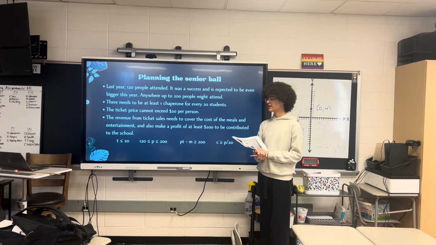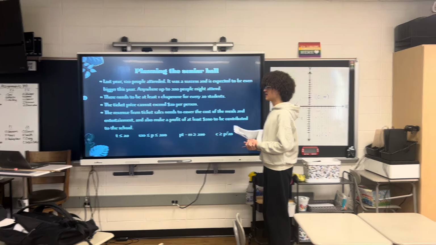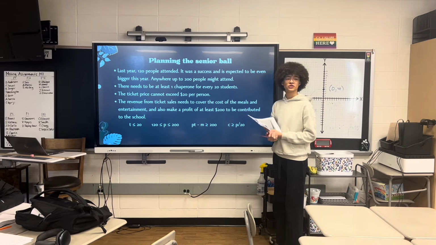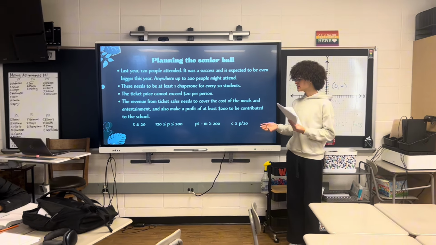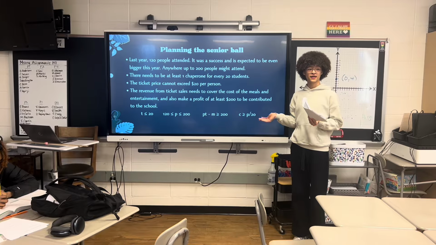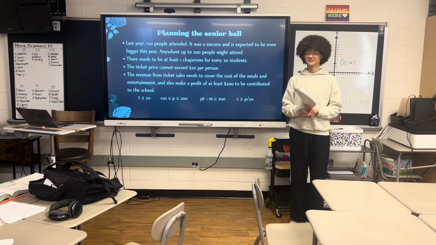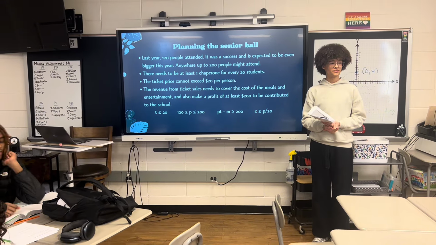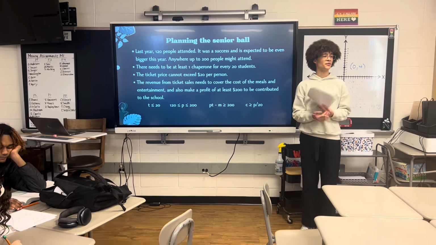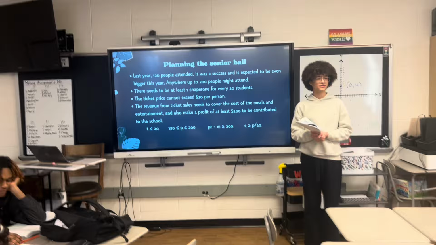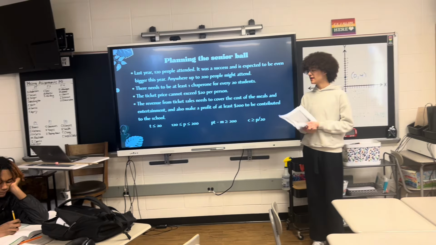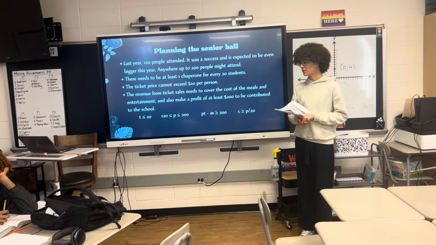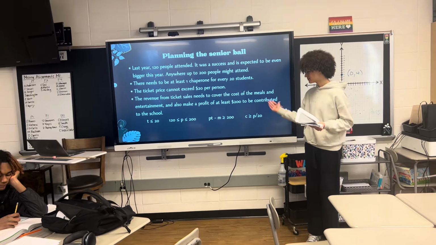Right. Next bullet point says the ticket price cannot exceed or go over $20 per person. So can anyone tell me which inequality they think it is and why? The first one, because it has a T and that can stand for tickets. Yes, correct. So on your paper, just write T equals ticket price. And then the last one's quite obvious. We already know because we X'd out all the other ones. We know that the last one would match with this one.